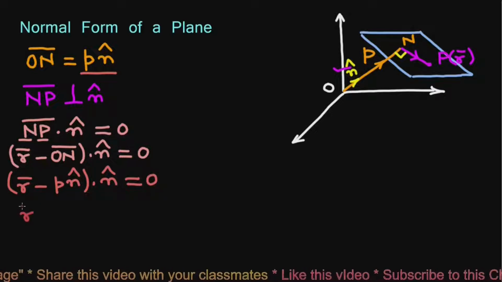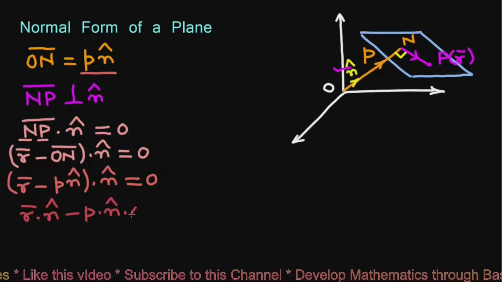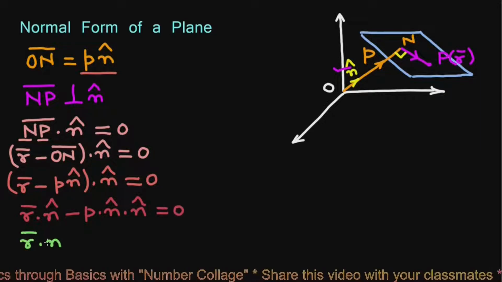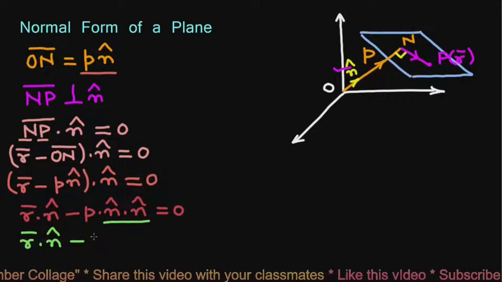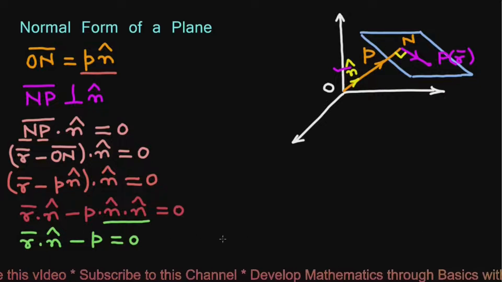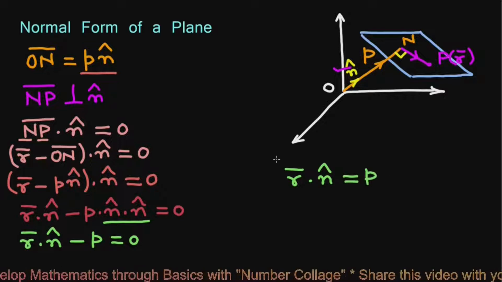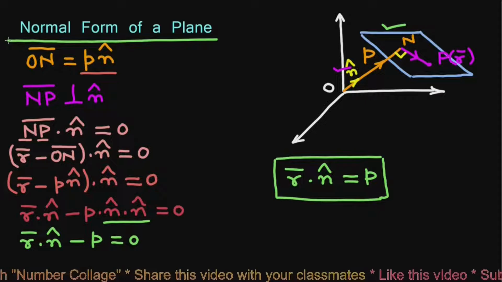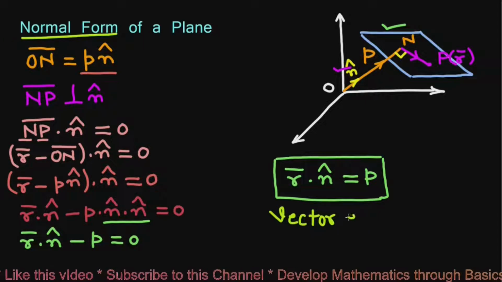That will be r bar dot n cap minus p times n cap dot n cap equals 0. That will be r bar dot n cap minus p, since n cap dot n cap will be 1, equals 0. So finally we get r bar dot n cap equals p as the equation of this plane in the normal form. It is also known as the normal form of the vector equation of a plane.